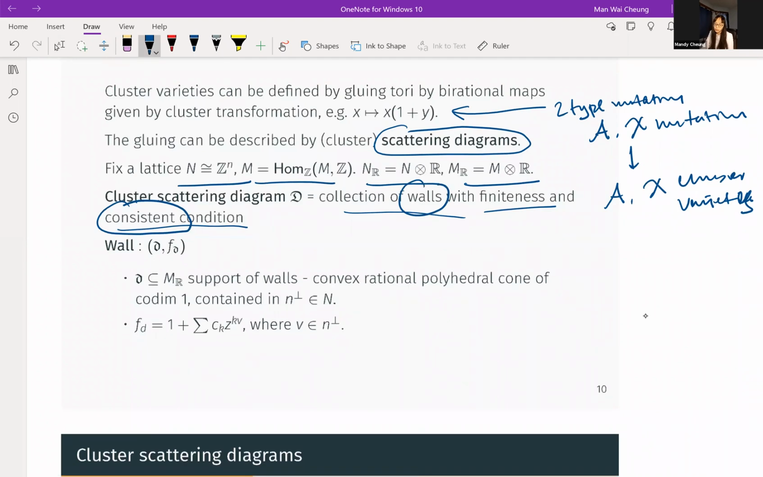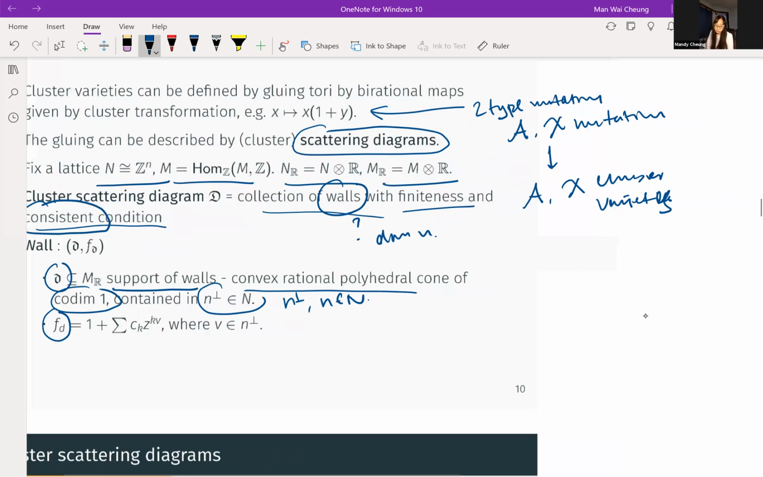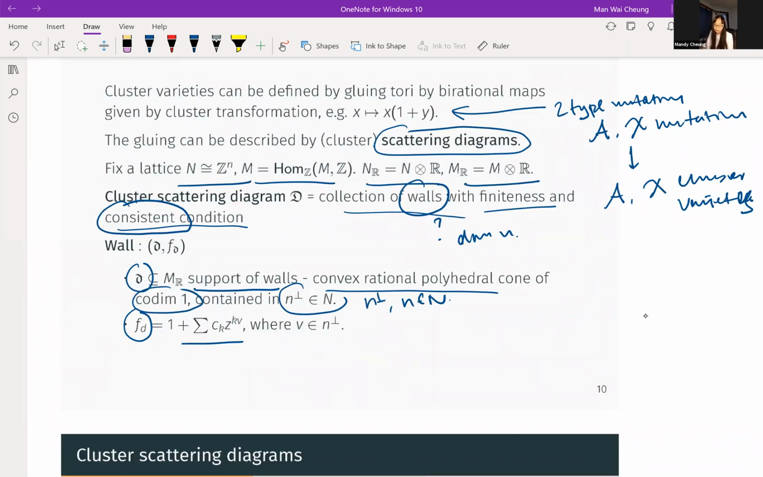And a wall here is what we had a couple of slides ago, but now for general dimension. In dimension 2 we have a ray; in higher dimension, it is a convex rational polyhedral cone of codimension 1 that lies in a hyperplane, here contained in n-perp where n is in N. And then we have a function similarly as before, where we pick this direction in the hyperplane, and it is a polynomial or power series in this direction.